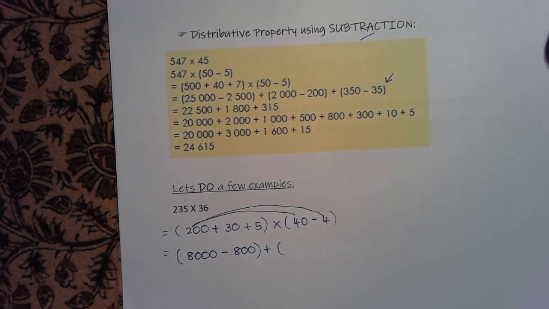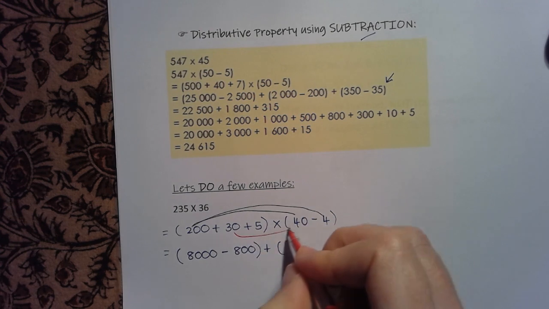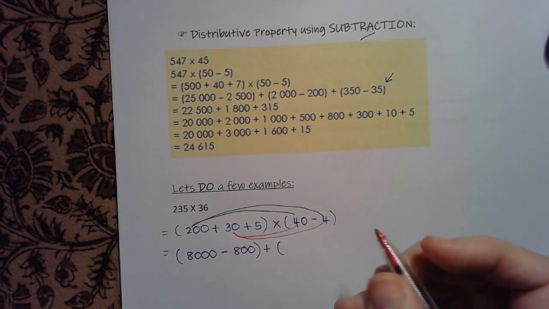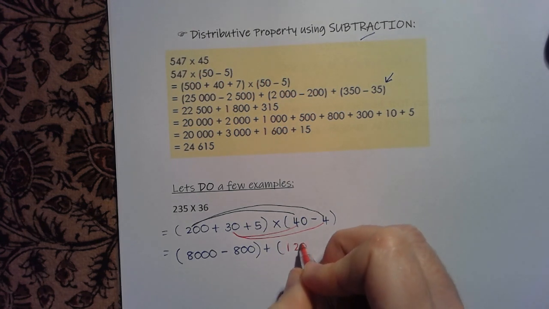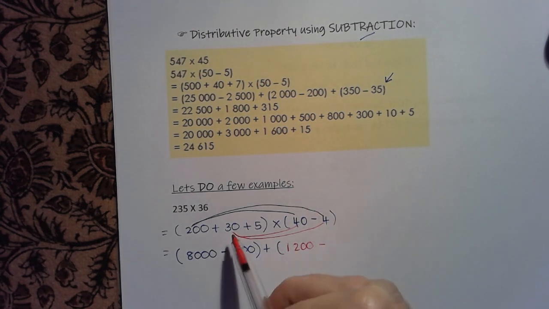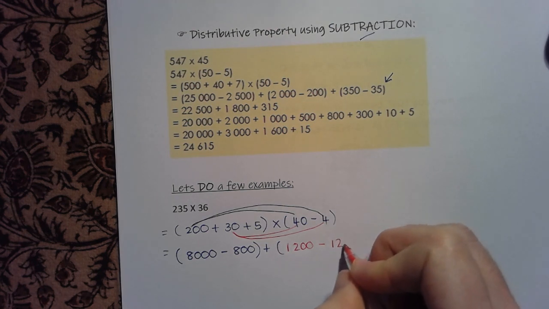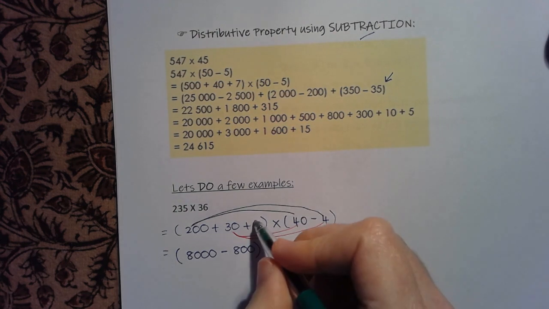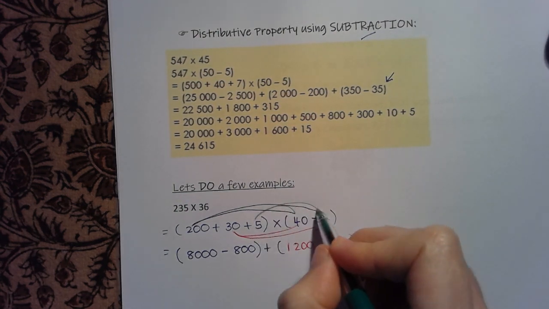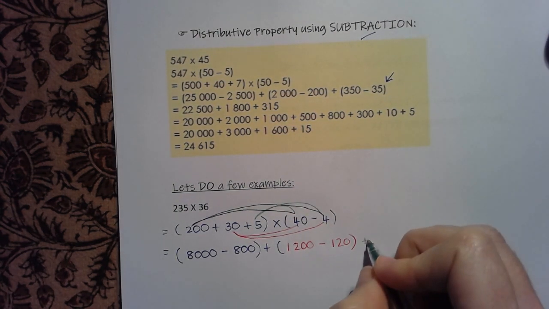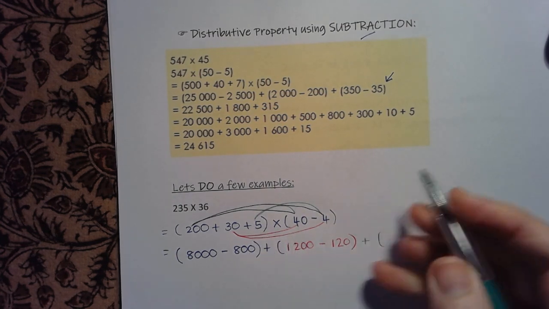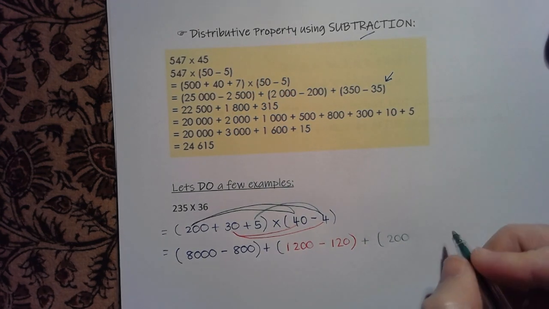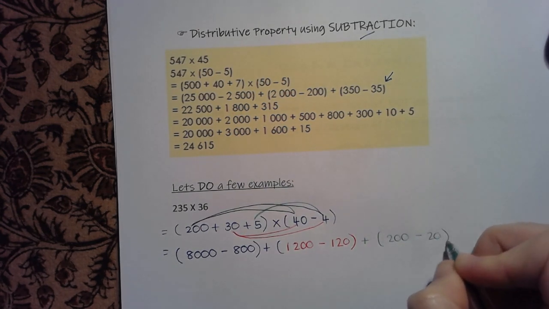Now we're going to say 30 times 40 and 30 times 4. So 30 times 40 is 1,200 minus 30 times 4 is 120. Okay. And then lastly, you're going to say 5 times 40 and 5 times 4. So 5 times 40 is 200 and 5 times 4 is 20, so it's minus 20.